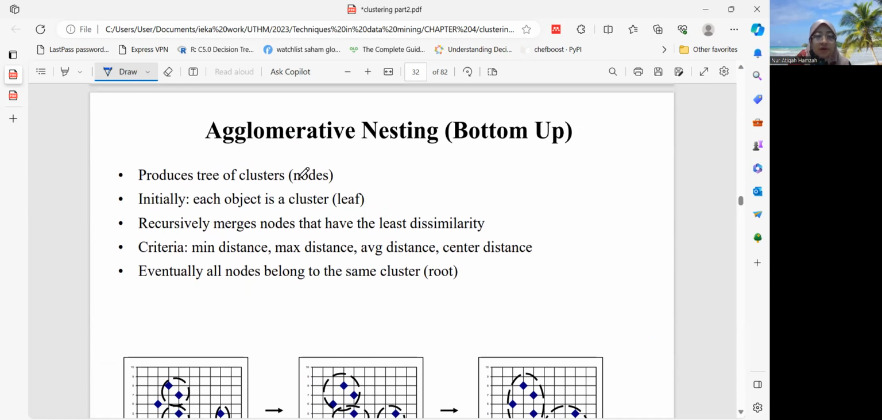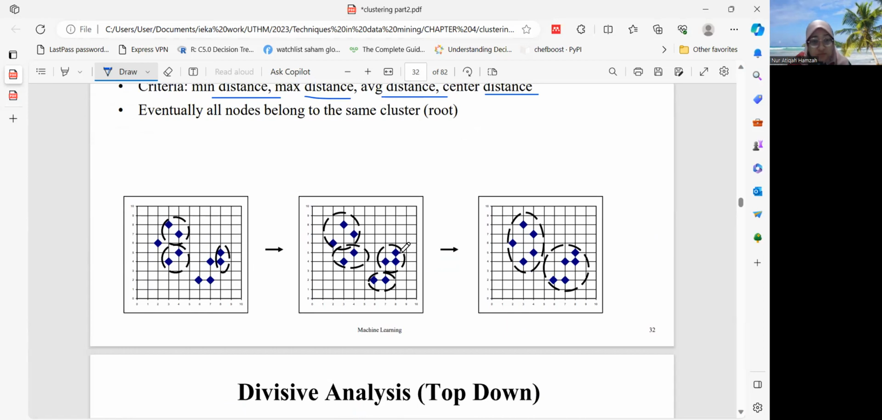So, agglomerative produces a tree of clusters. Initially, each object is a cluster. Recursively merge the nodes that have the least dissimilarity. Maksudnya dia ada similarity lah, least dissimilarity, but it has high similarity. So, criteria: min distance, max distance, average distance, center distance. And then eventually all nodes belong to the same cluster. Okay, this is the process.